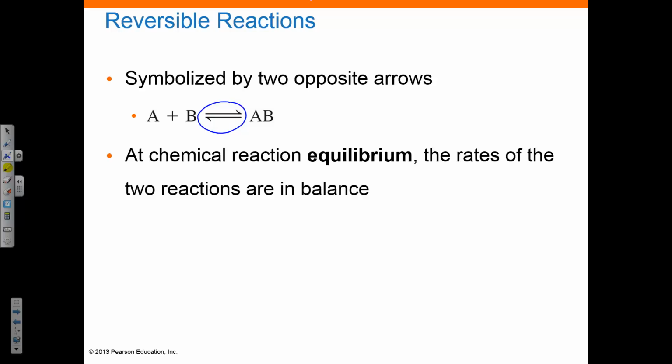At the same time, the synthesis and decomposition are going on. It is said to be in equilibrium if the rate of the forward and reverse reaction is equal. What this means is that when the rates of the two reactions are equal or in balance, the reaction is said to be in equilibrium. When A and B are combining to form AB at the same rate that AB is breaking down into its smaller components, A plus B, this occurs.